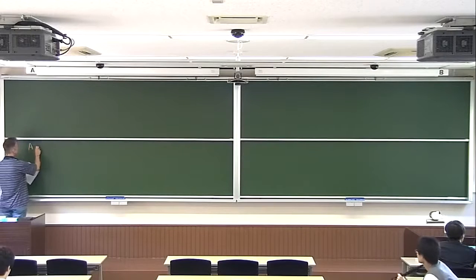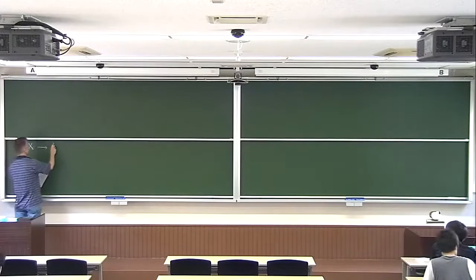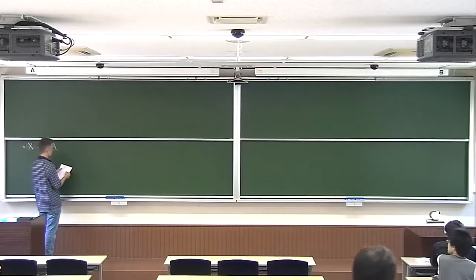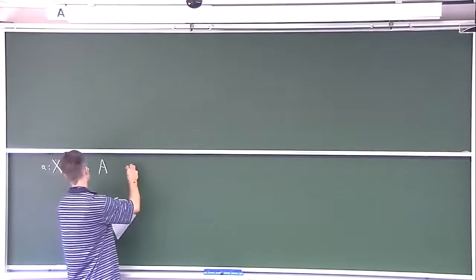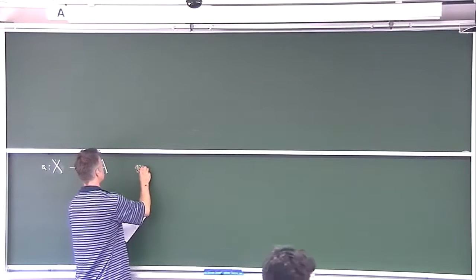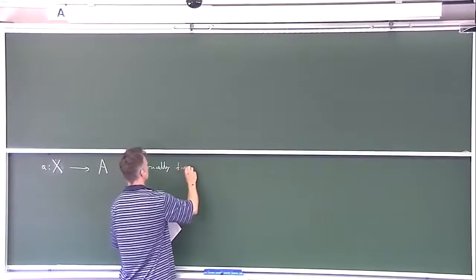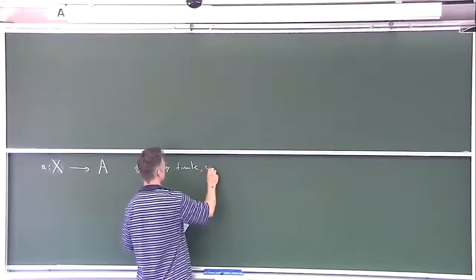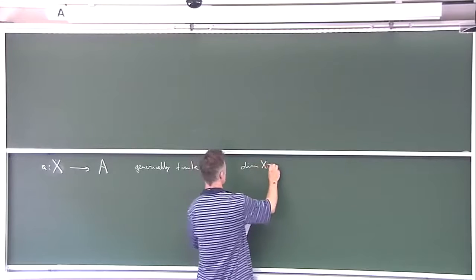We reduced to the situation where the map from X to A, which I usually call A, is the Albanese map, but it could be probably almost any map to an abelian variety. We reduce to the case where this is generically finite and surjective. And in particular, the dimension of X is equal to the dimension of A.